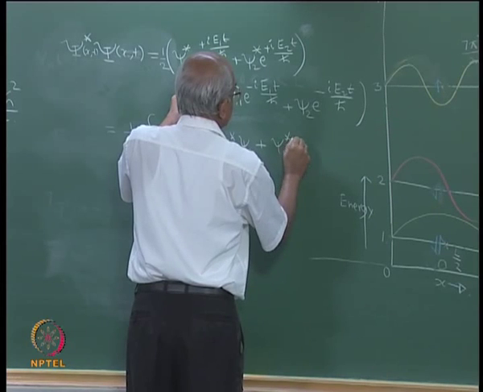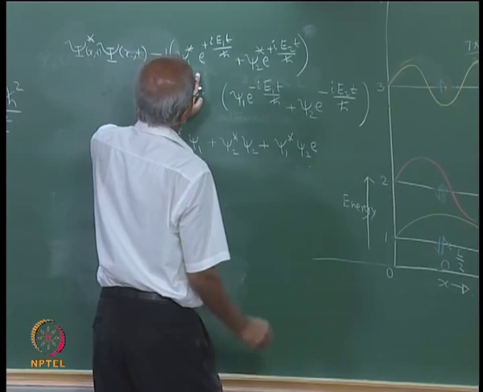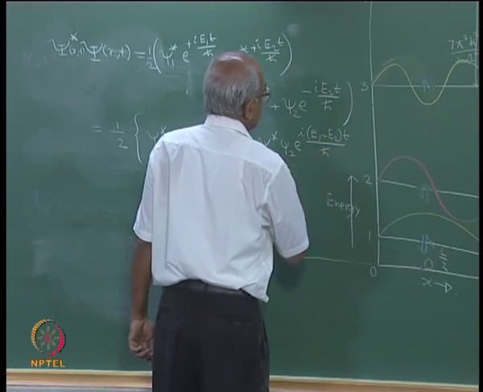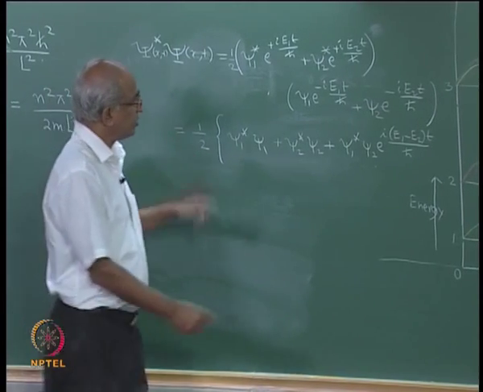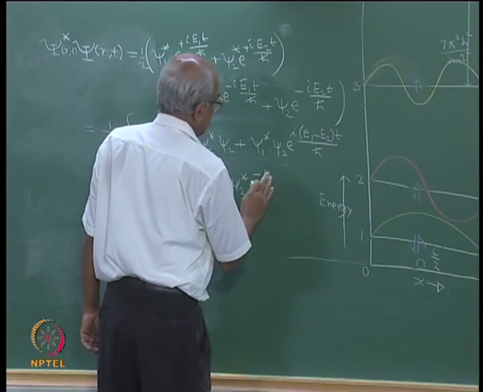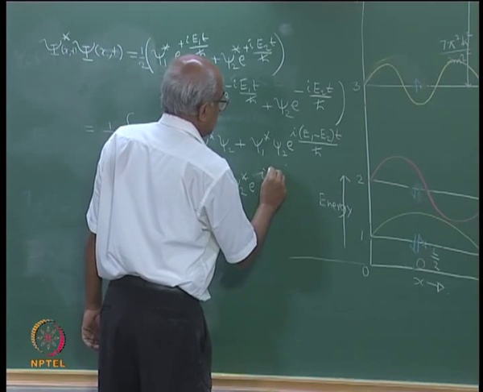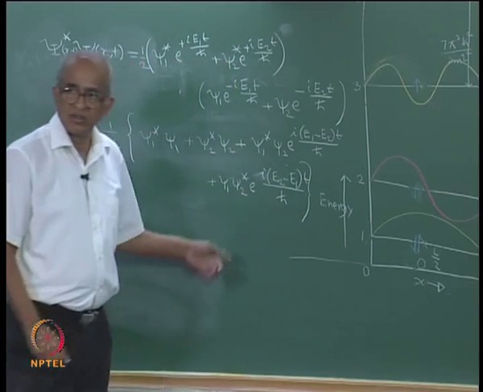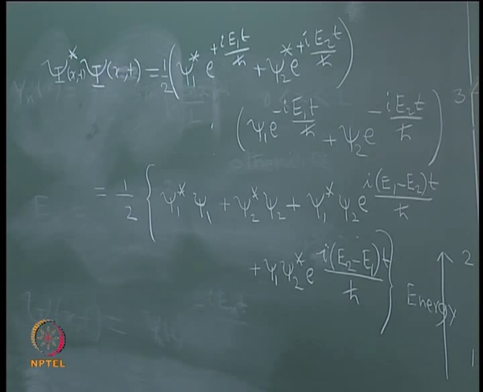You are going to get psi 1 star psi 2 e to the power of i (E1 minus E2) t by h cross. That is one term that you will get, correct? And you are going to get one more term. What would that be? You are going to get psi 1 psi 2 star e to the power of minus, oh, maybe I will write it like this, right? This is the fourth term that you will get, and you can see that the probability density is not independent of time. In a stationary state it is independent of time, but in this state it is not independent of time. So, as time passes, what will happen? The probability density will keep on changing.